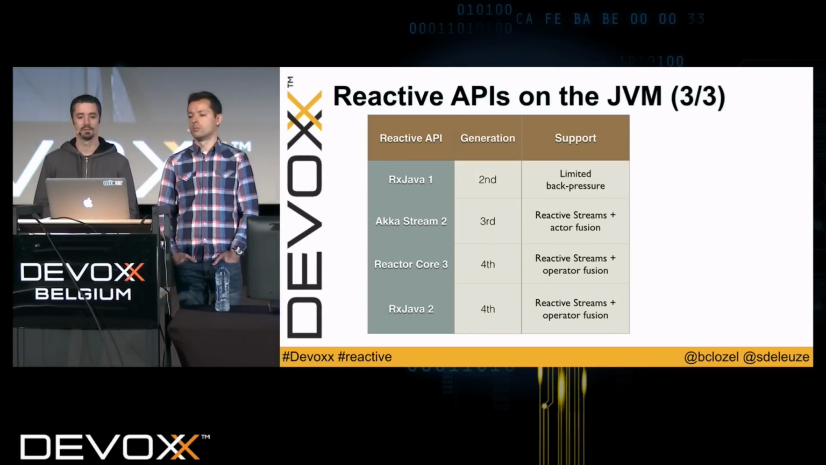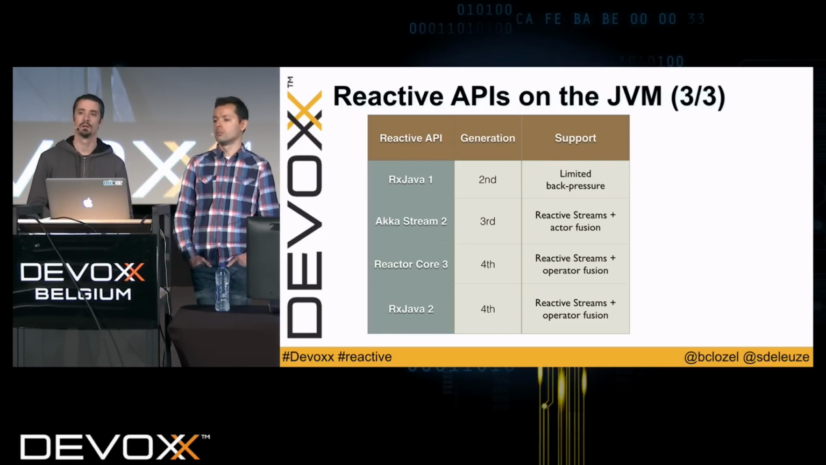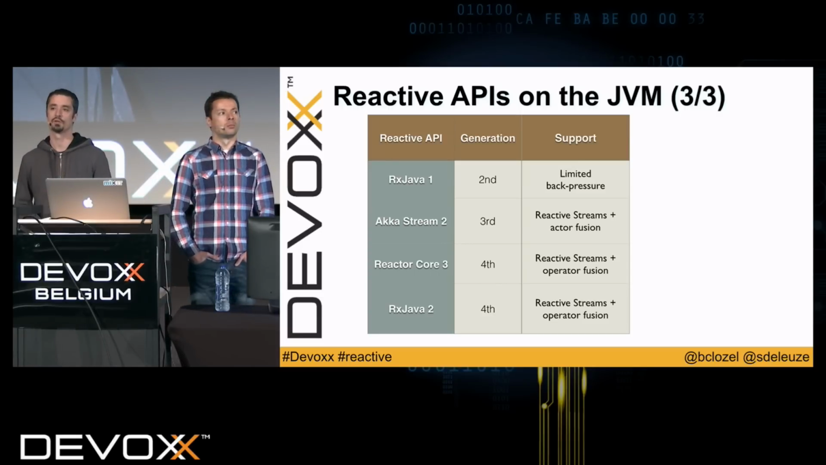And the last table is to show you a classification not done by us, but by David Karnok. David Karnok is a famous guy in the reactive world. He's the main developer and project lead of RxJava 2, and he also contributed the foundation of Reactor Core 3 with Stéphane Maldini. So he wrote a detailed blog post when he tried to classify each reactive API.